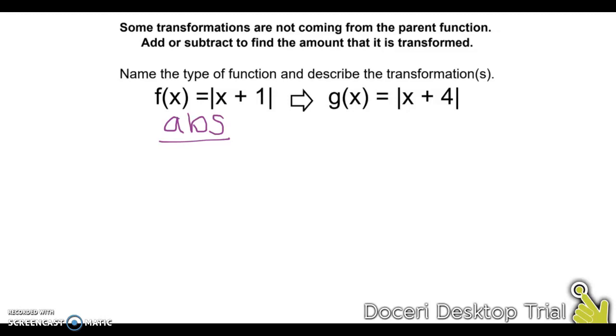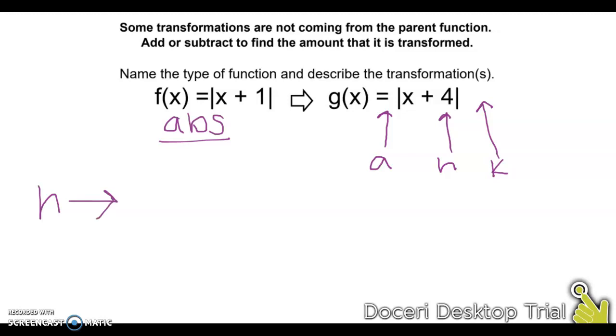We are going from the absolute value of x plus 1 to the function g of x, which is the absolute value of x plus 4. In front of the absolute value would be our a. Included in the absolute value would be our h. And behind the absolute value would be our k. We don't have anything for a, we don't have anything for k, but we do have something for h. So what happened to h?